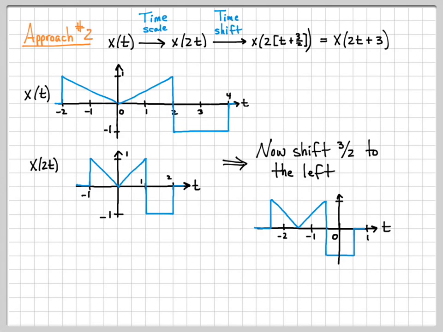So -1 shifted 3/2 to the left is -2.5, so that's why that edge is right there. The 0, where I hit 0, that's now going to happen at -1.5. 2 minus 1.5 is 1/2, so this front edge is now at 1/2, etc. So we get the exact same answer, like we should, because we're sketching the exact same thing. We just did it with a slightly different order of operations, and we took care to make sure we put in the right shift to yield the final expression that we needed.